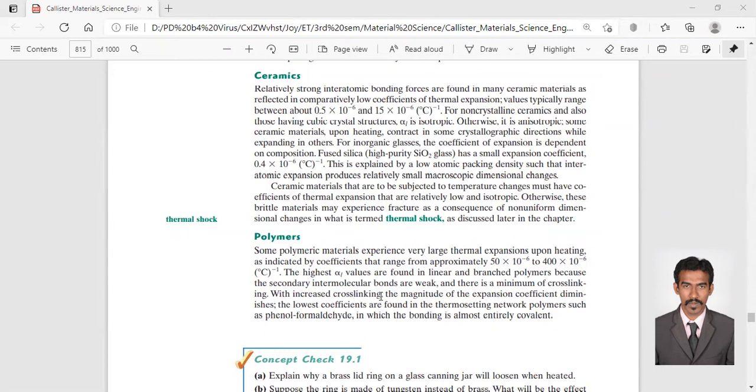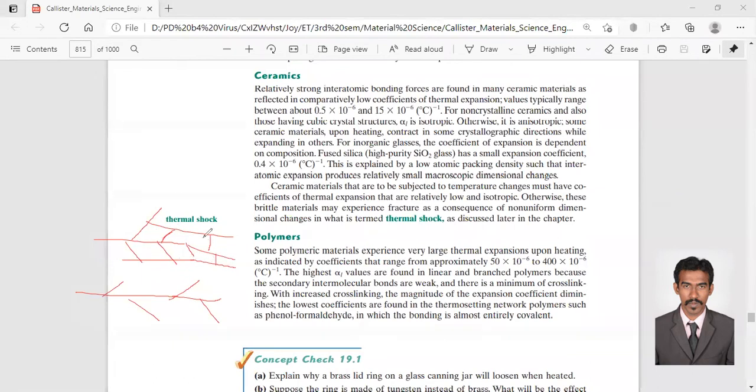With increased cross-linking, the magnitude of the expansion coefficient diminishes. Why? There are too many bonds. Say, for example, you have only this one. This is a polymer. You have another polymer also, right? Assume that it is bonded like this and like this, right? So this polymer will have less tendency to expand.